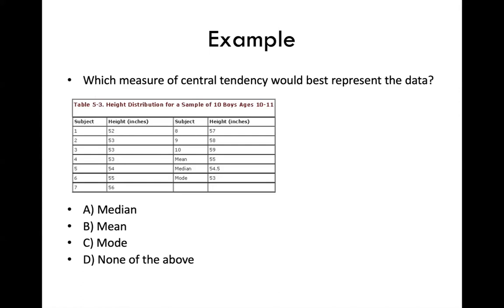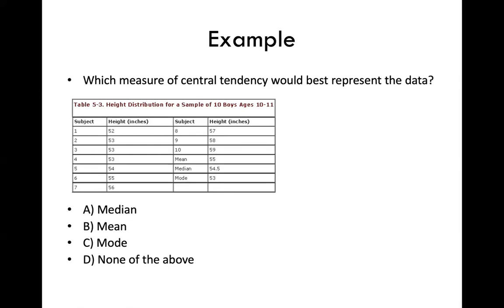So here's just an example, and this comes right from the supplemental reading. If you want to, go look at that. Which measure of central tendency would best represent the data in this example? There's only 10 observations. These are continuous data, looking at height, okay? And you can see that they present a mean, a median, and a mode value. So how do you make a decision based on that?